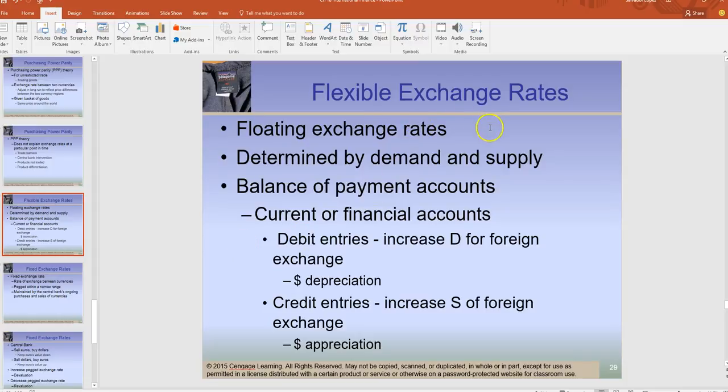Flexible exchange rates. Exchanges are said to be floating when they are allowed to fluctuate in value depending on the forces of the market, or demand and supply.